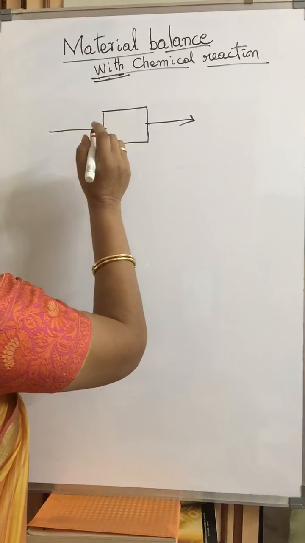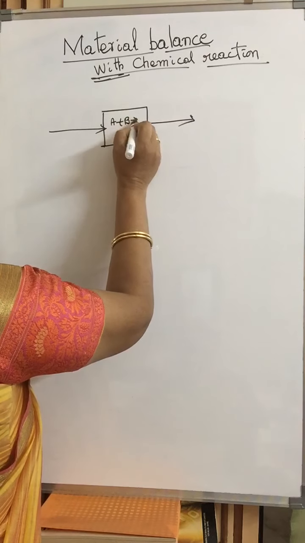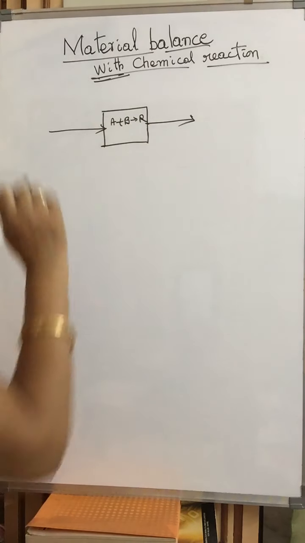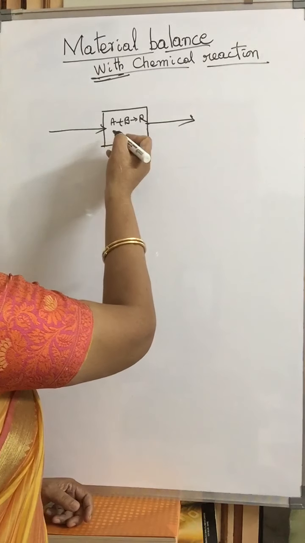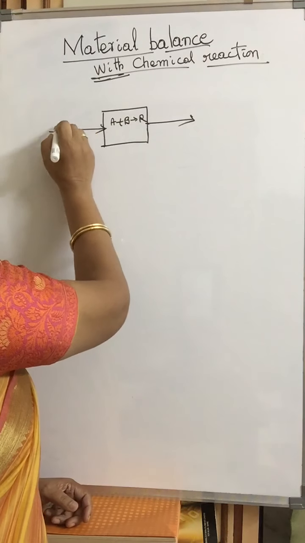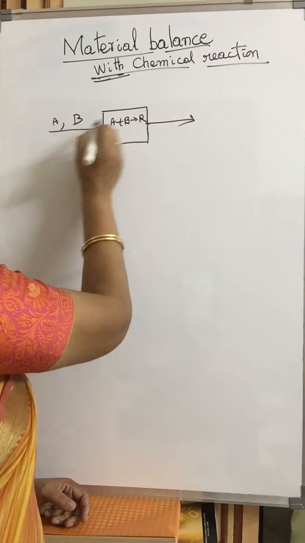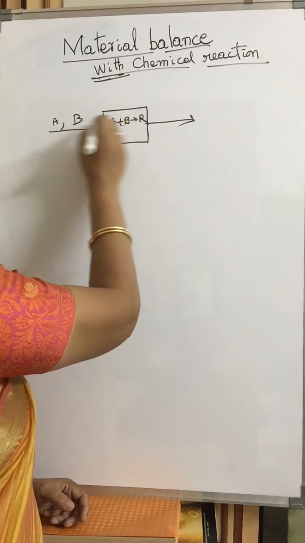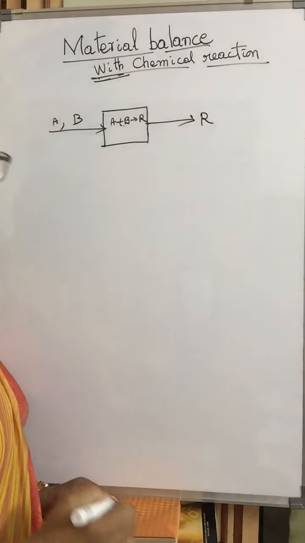Now with chemical reaction, that means some reaction, say A plus B gives R. This reaction is taking place. Let the conversion be some 60%. Now what are the components entering the process? A is entering, B is also entering. Then the product R will be formed.